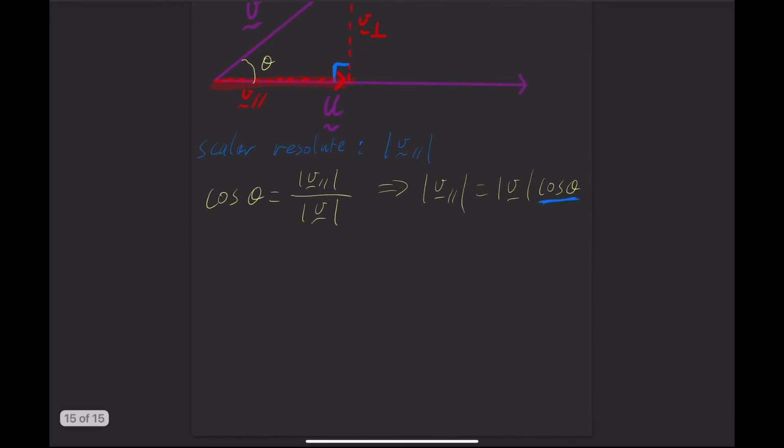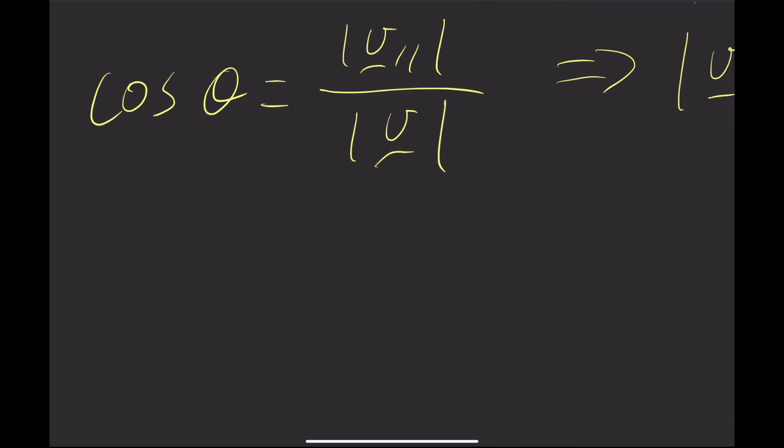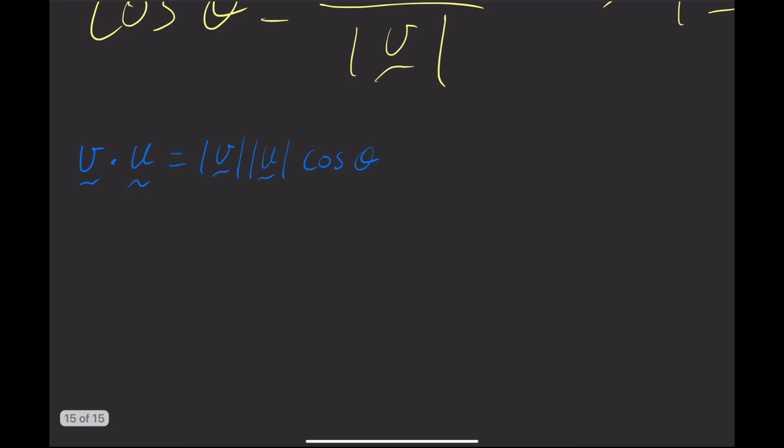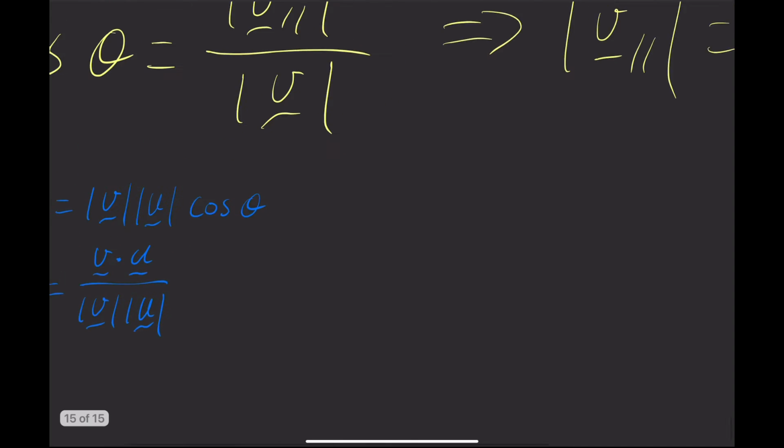Now, hopefully, that cosine of theta is giving you an idea of something that we can use. So what we're going to use here is the definition of the dot product. You should be able to remember that v dot u is equal to the magnitude of v times the magnitude of u times the cosine of that angle. Now this means, by division, that the cosine of the angle is equal to the dot product over the magnitude of v times the magnitude of u.